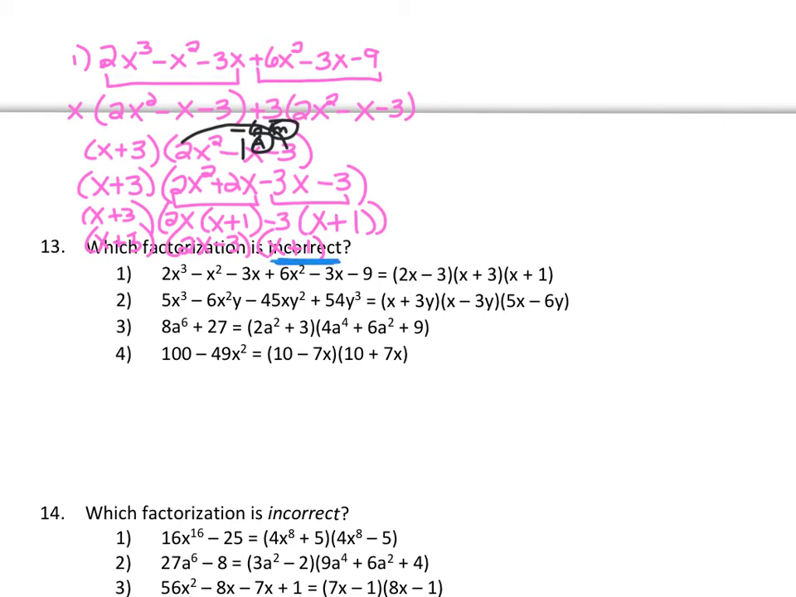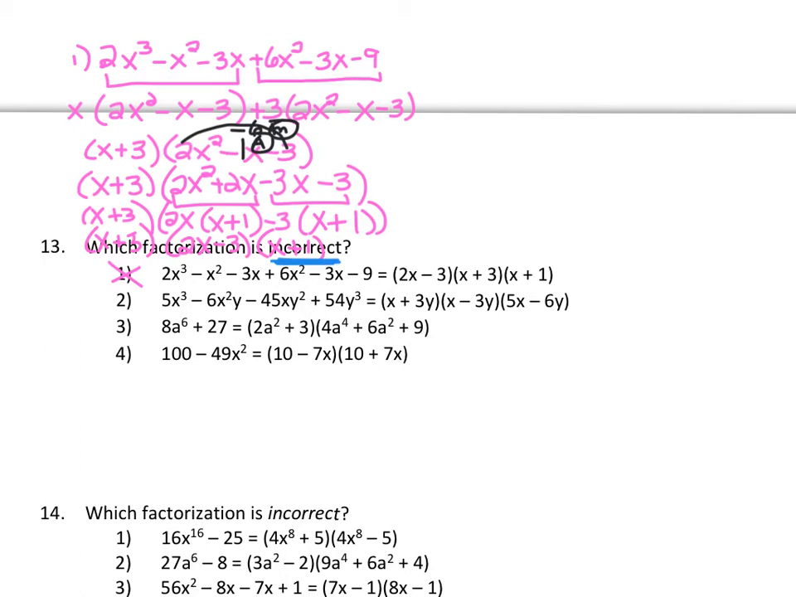All right, well, let's look at this. This one, when we factored this, we wound up with an x plus 3, which we have right here. We wound up with a 2x minus 3, which we have right here. And we wound up with an x plus 1, which we have right here. It doesn't matter what order they're in. So this factorization is correct. Okay, so I'm going to cross off that one. That one checked out for us.